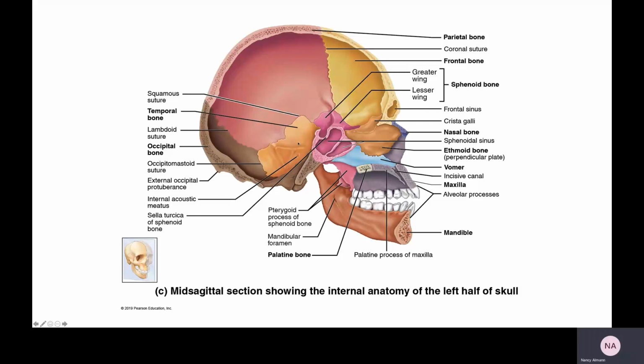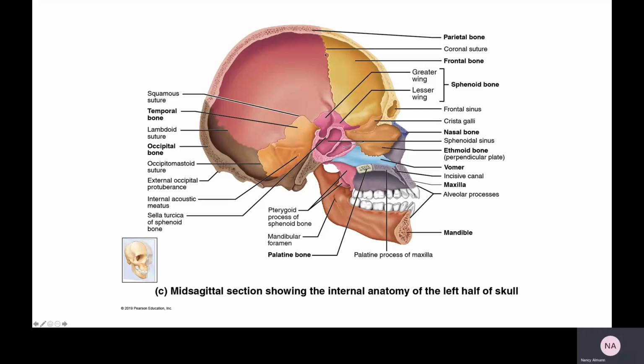Here is, this guy is going to be part of the temporal bone. This is the sella turcica, which I mentioned, that Turkish saddle, which houses the pituitary. This is a vomer, which we have not mentioned before. Here's our ethmoid bone. Here is our nasal bone. This is the maxilla. And this is the mandible.